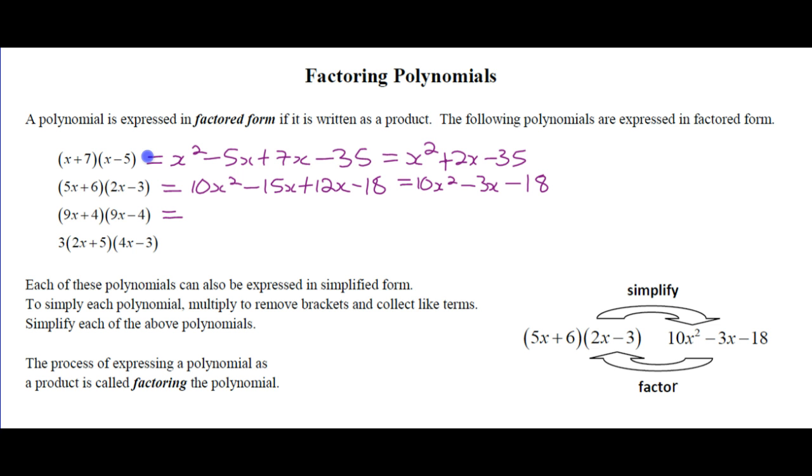This one I recognize as a special product. It's a difference of squares. When we have the same two terms multiplied, but one is a plus and one is a minus, then when we FOIL it, what do we get? Well, 81x squared, minus 36x plus 36x. So the middle term is gone. If you want, you can write it out. And then we've got minus 16. So that is 81x squared minus 16.